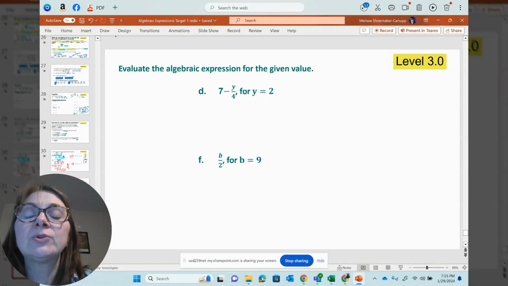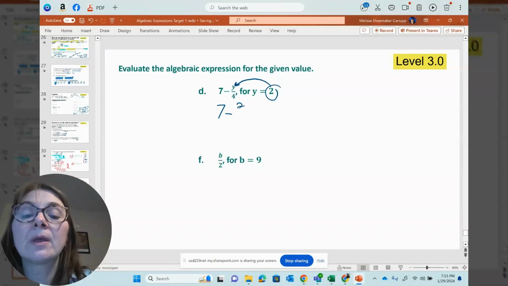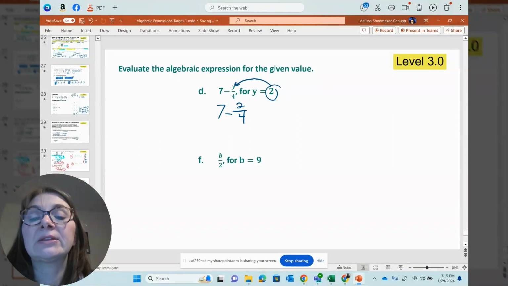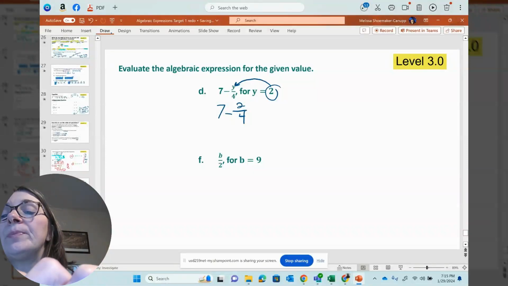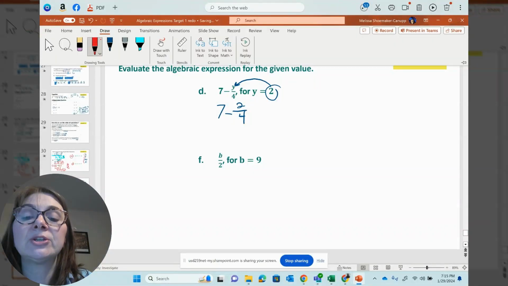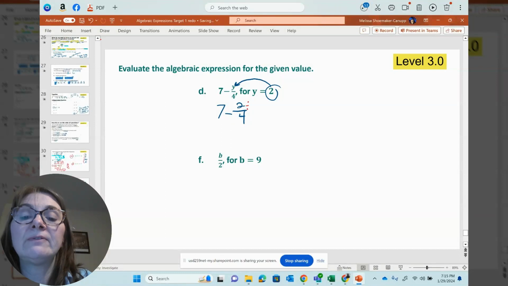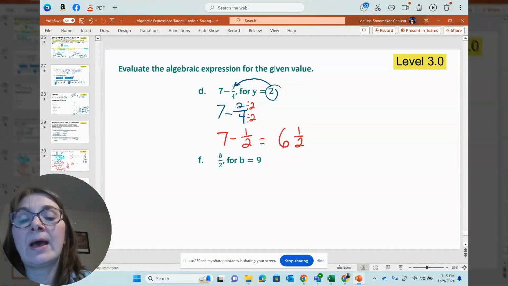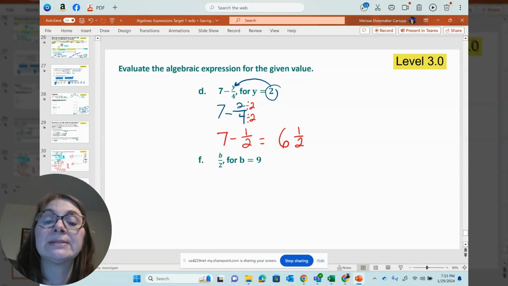The easiest thing to remember is that the fraction bar is division, or it might be that once we put the 2 in there for the y, we just subtract the fraction. I hope that we can recognize that 2 over 4, if I divide each one by 2, is the same thing as 1/2. And if I take away a half from 7, I'm going to get 6.5.